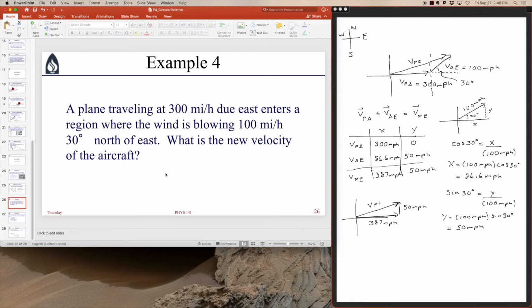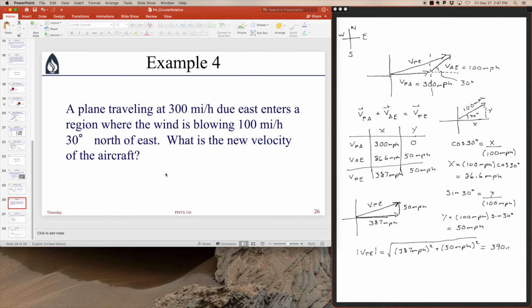So if I want to find its magnitude, I can use the Pythagorean theorem. So the magnitude of the velocity of the plane with respect to the Earth is going to be the square root of 387 miles per hour squared plus 50 miles per hour squared. So that gives me a magnitude of 390 miles per hour.